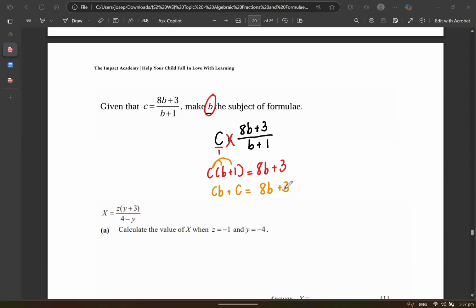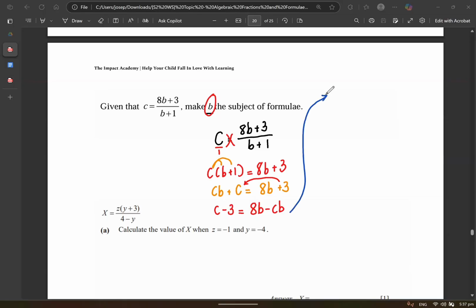Now you move the 3, because in fact, we're trying to isolate 8B to then form B. Or you can bring the B terms together. You get what I'm trying to say? So you want to bring the B together. That means, oh, in fact, not CB. Maybe what we can do is say C minus 3 is equal to 8B minus CB. You know why minus 3? Because I bring this over, right? Can you understand?